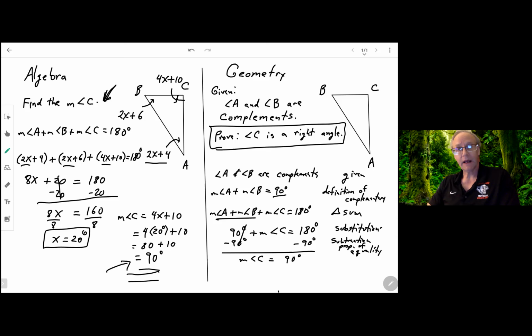The last step is to say that the angle C is a right angle by definition of a right angle. When angle C is 90 degrees, then angle C is a right angle. And I know that because that is the definition of a right angle. Like I said, these look very similar. It looks like I did almost the exact same things. And that's why people get confused. I hope you'll stick with me.